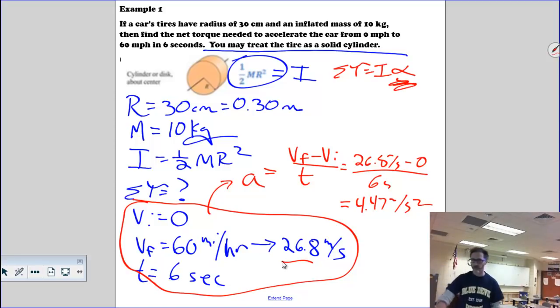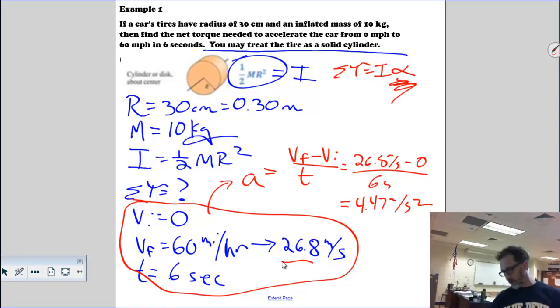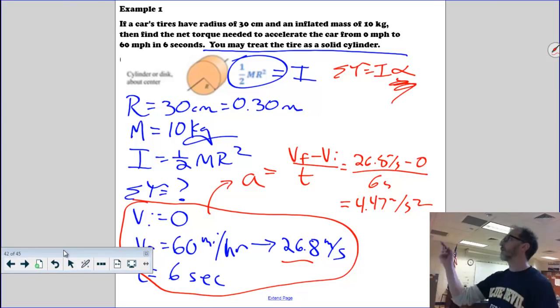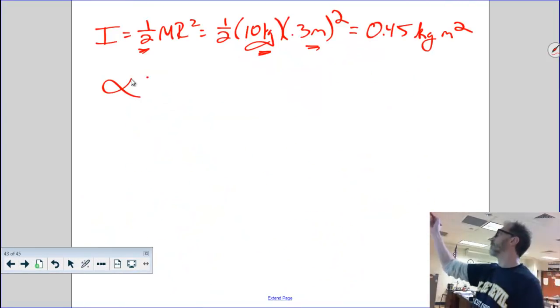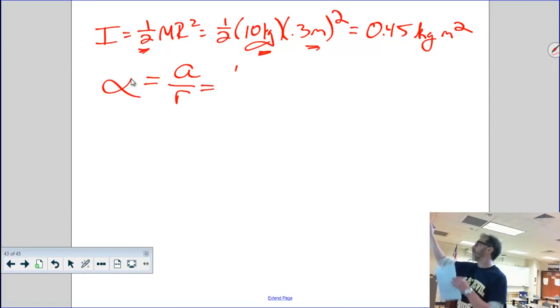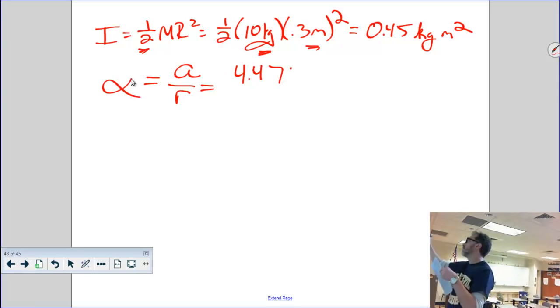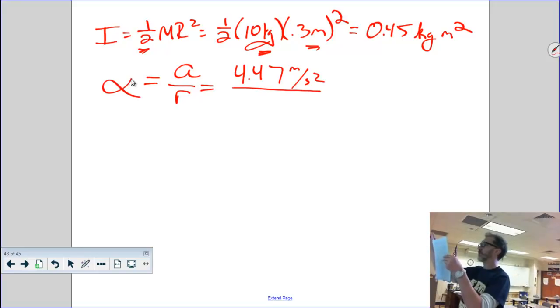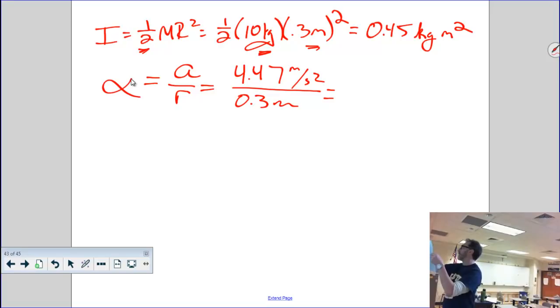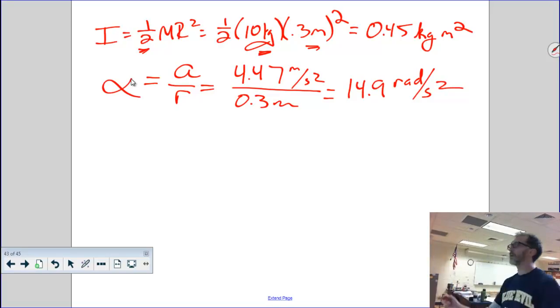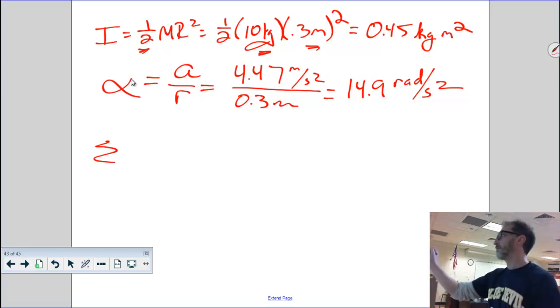But again, I need to find my alpha. Let's go to the next page where I've got a little bit more room to work. Now we can find our alpha. Our jumper equation tells us the angular acceleration equals linear acceleration divided by radius. So 4.47 was my linear acceleration divided by our radius, which is 0.3 meters. And so you get 14.9 radians per second squared. And so now we can find our net torque.